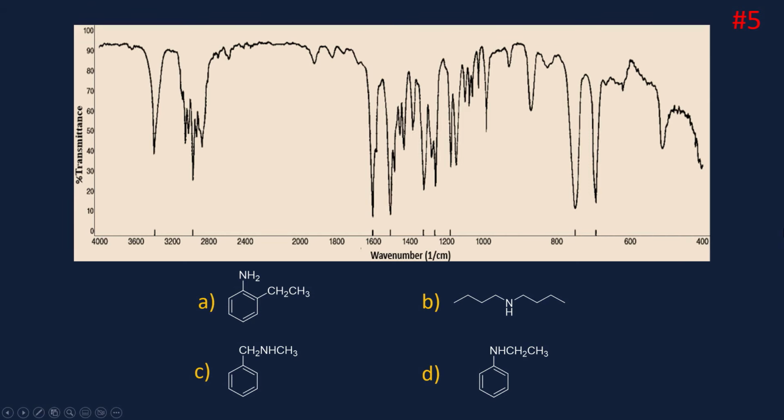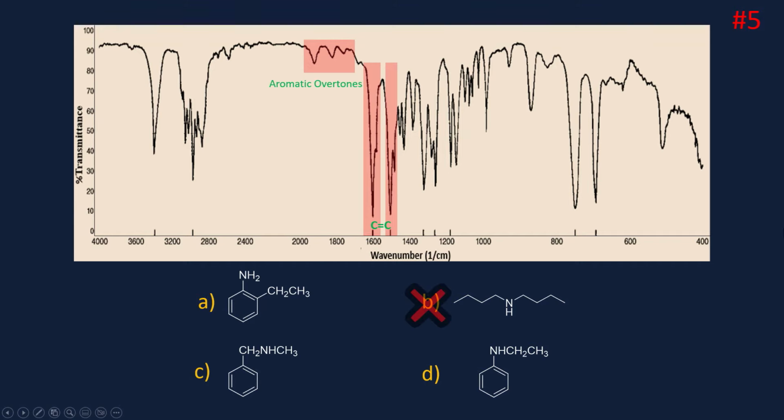Let's look at the fifth question, where we have 4 amine molecules. First, do we have a benzene ring or not? Well, we have a pair of carbon-carbon double bond bands at 1600 and 1450, and also aromatic overtones, so we do have a benzene ring. So choice B is out.